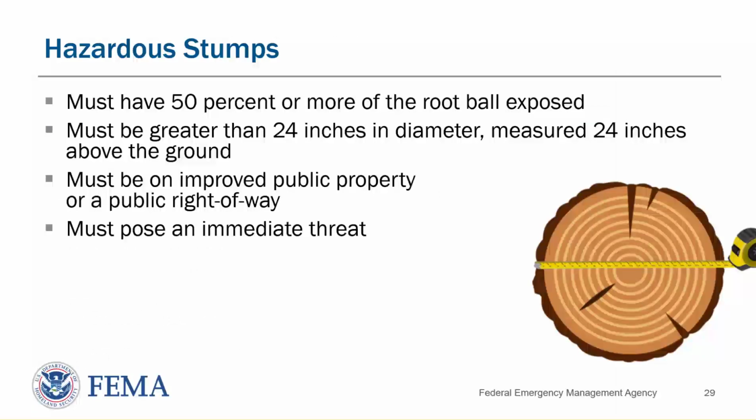Next, we'll talk a little bit about hazardous stumps because, again, they have their own special criteria as well. So 50% or more of the root ball is exposed. It must be greater than 24 inches in diameter, measured at 2 feet above the ground, must be on improved property or in the public right-of-way, and must pose an immediate threat.